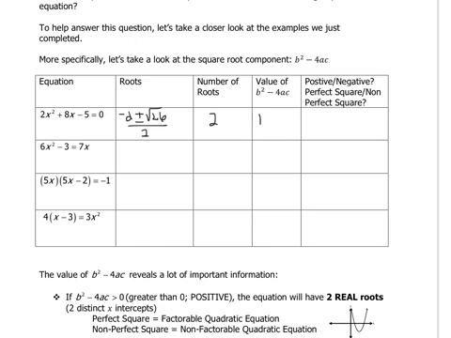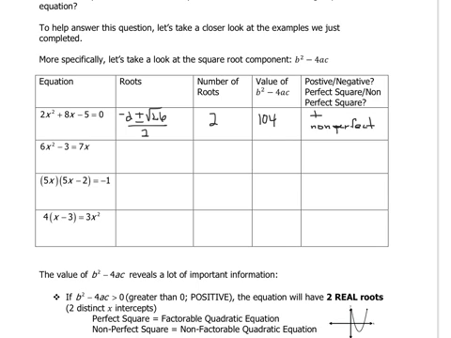originally when we go back, because it was b squared, which was 8 squared minus 4 times 2 times a negative 5, which actually works out to be 104. So this would be a positive. Is it a perfect square? No. Square root of 104 is not a perfect square.